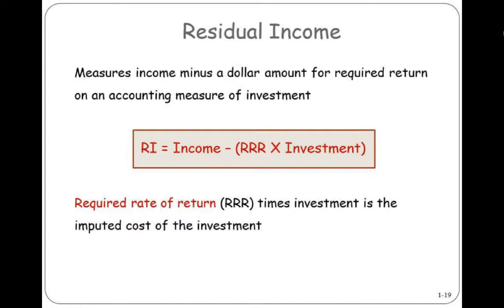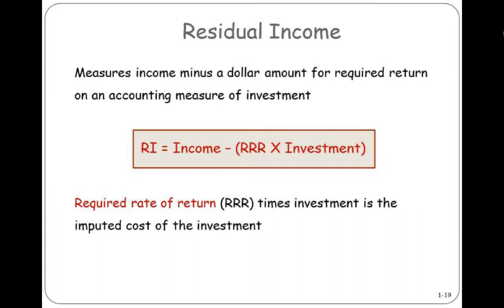So an alternative to the ROI is something called the residual income. It's not a percent, it's a dollar amount. It's the actual income you get minus a cost that's placed on your investments. So it's your actual income minus your investments times a required rate of return.